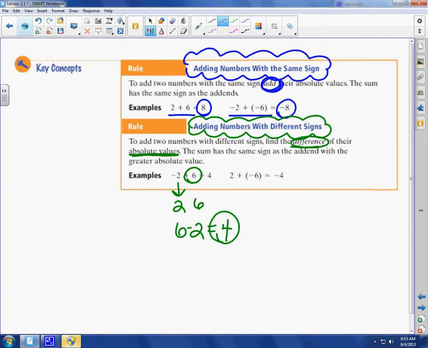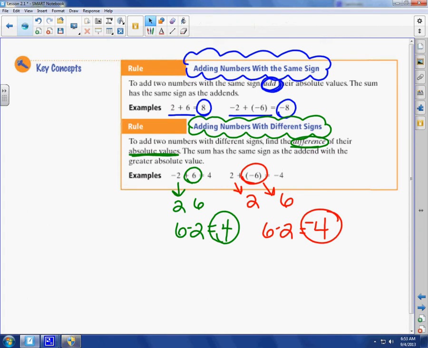If I look at this one, the absolute value of 2 is 2, and the absolute value of negative 6 is 6. 6 minus 2, I subtract again, is 4. But my larger number is 6, which is negative. So therefore, my answer is negative 4.